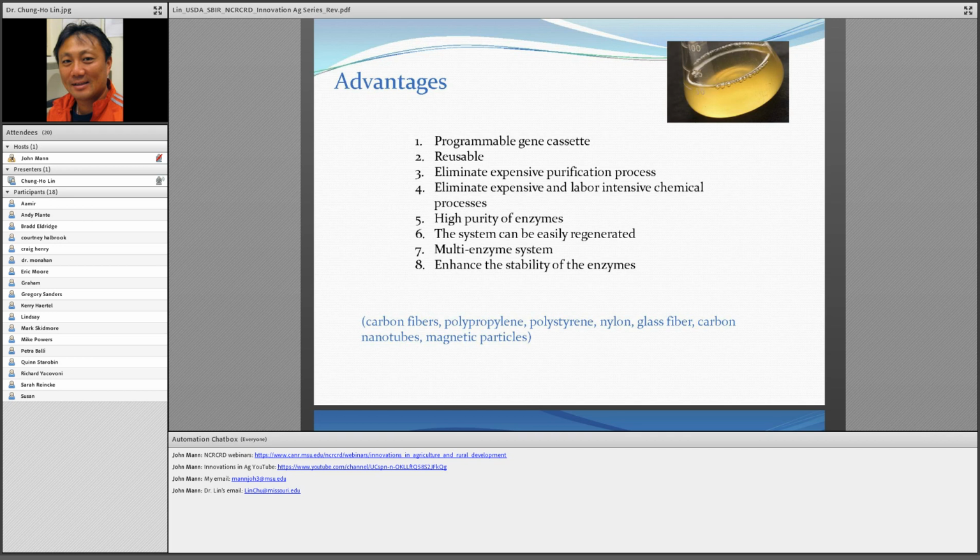There are several advantages of our system. First, our system is programmable because we developed a genetic cassette that allows E. coli to mass produce the engineered enzyme. Also, our system is reusable because we have a solid platform, and we can easily reuse it. The system also eliminates the expensive enzyme purification process, and eliminates the expensive chemical conjugation process.